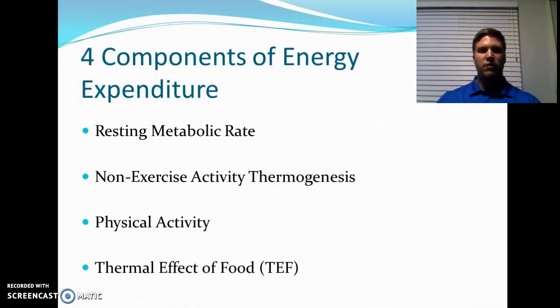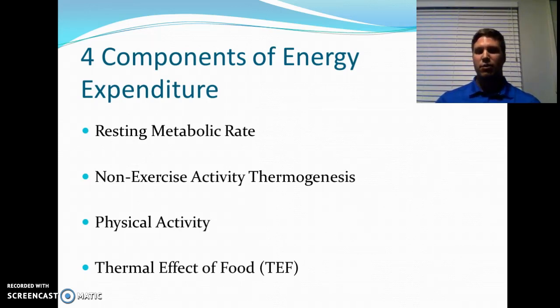So a quick review, the four components of energy expenditure include resting metabolic rate, which is the energy needed in order to keep your body functioning at a normal level, so just to keep you alive. We then have non-exercise activity thermogenesis, and this is the movement that's considered not quite exercise. So something like, okay, I'm going to take the stairs versus the elevator, or maybe I'm going to ride my bike to work at a leisurely pace versus taking the car. And then, of course, we have physical activity, resistance training, aerobic work, etc.